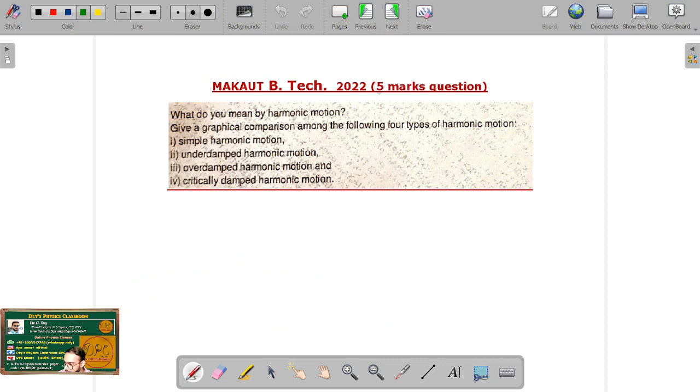And in 2022 also, a 5 marks question came: what do you mean by harmonic motion? Give a graphical comparison among the following 4 types of harmonic motion: simple harmonic motion, underdamped, overdamped and critically damped. So you can see all these questions I have already discussed in my lecture.